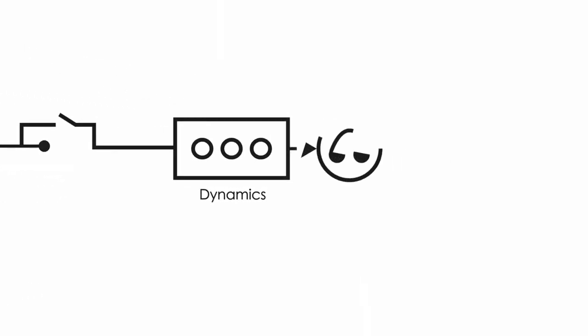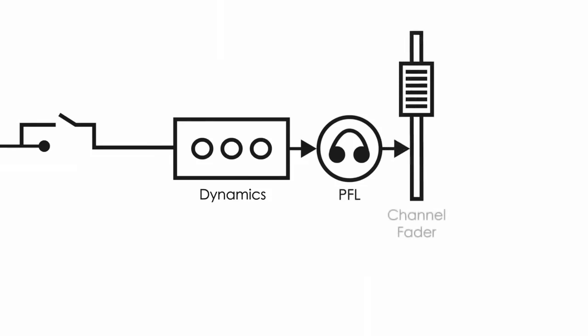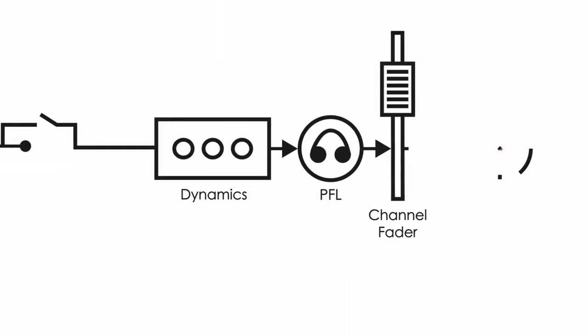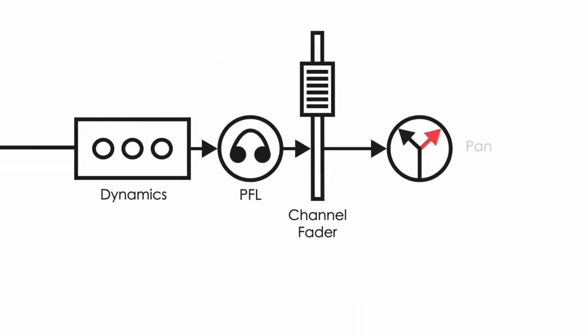The PFL, or pre-fader listen, is used to solo a channel for listen only in the monitor headphones. The signal then passes to a channel fader, which is used to adjust that channel's specific level during live mixing. Unlike gain, which is set at the beginning and held constant through the mix, the fader is used for fine-tune adjustments during mixing. Then the signal passes through the pan, which can change the placement of the channel from left to right in a stereo mix.